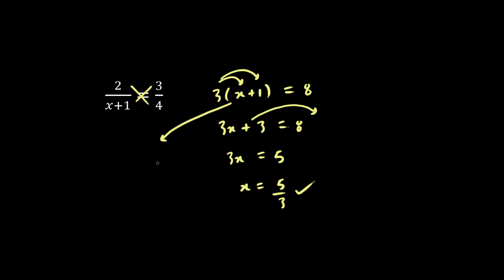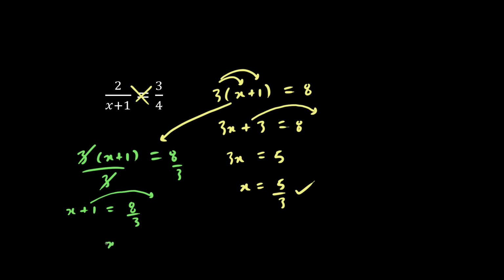Just for fun, let's try this a different way. We have 3x plus 1 equals 8. We're allowed to divide both sides by 3. So let's do it. When we divide by 3, these cancel out. So we have x plus 1 equals 8 over 3.